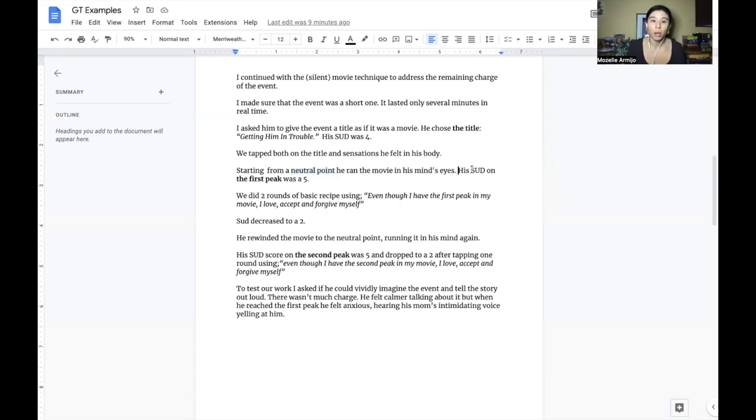His first peak was a 5. Right. So when your client says, I'm at the first moment here, you ask your client, what's the intensity of that peak? And this client said 5. Perfect. So the tapping for this is extremely general. It's going to feel uncomfortable because you don't know what you're tapping on as a practitioner, but your client does. And so you're saying, even though I have the first peak in my movie, or even though I'm at the first moment of intensity, or even though I'm at this first part, I love and accept myself.